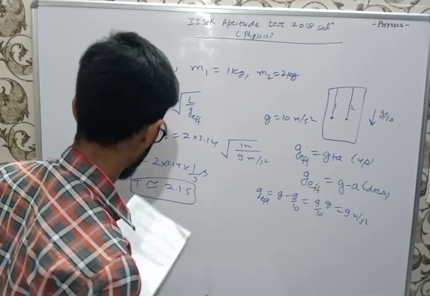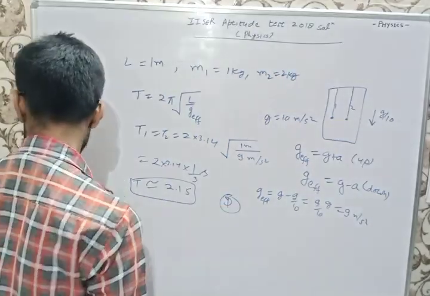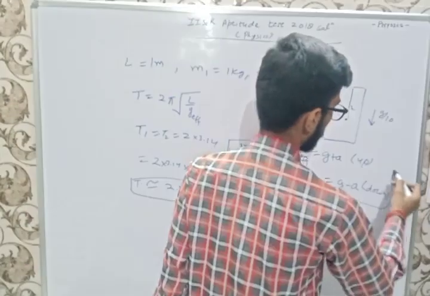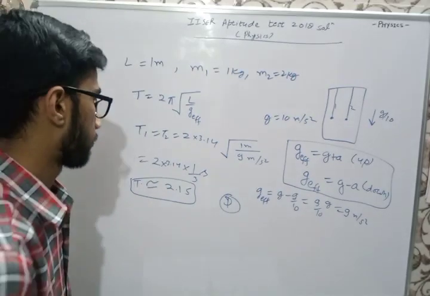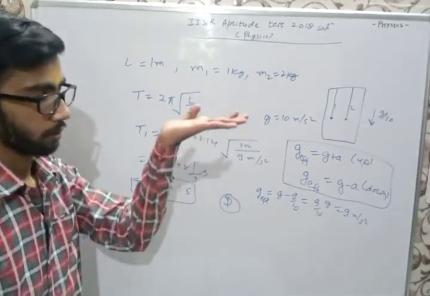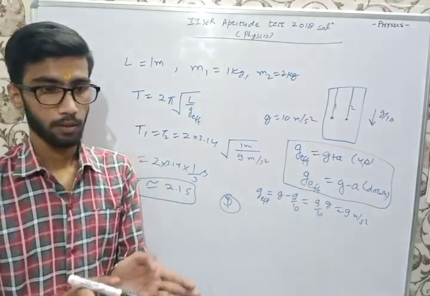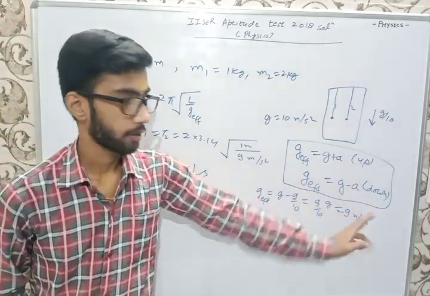So option D is correct. The important thing that you should remember is the g effective. If the lift goes up, then the accelerations will add, and if the lift goes down, they will subtract.